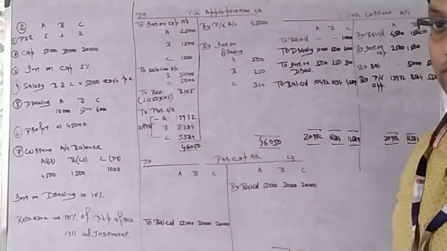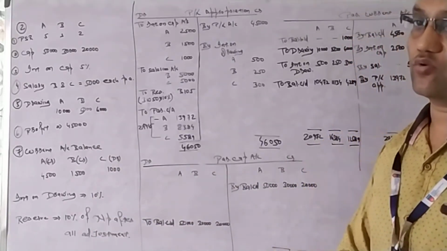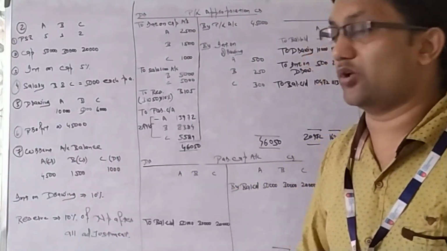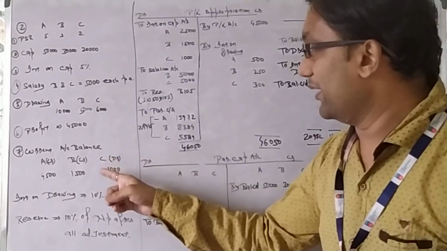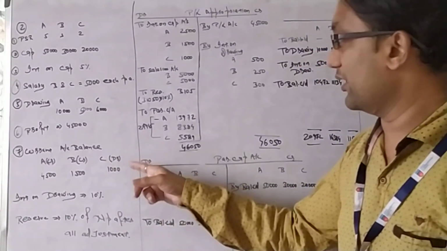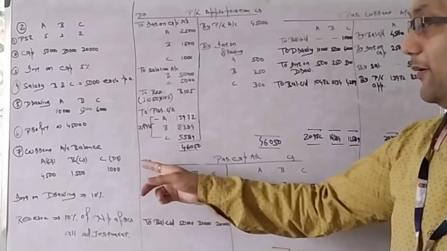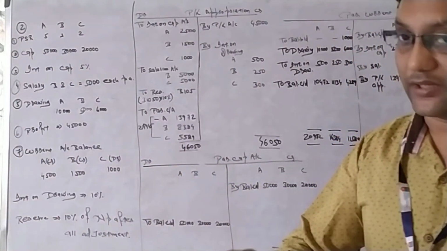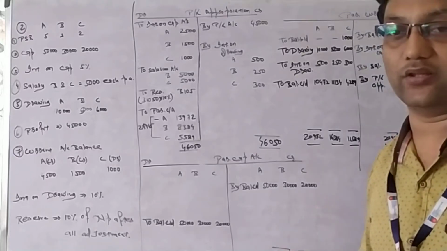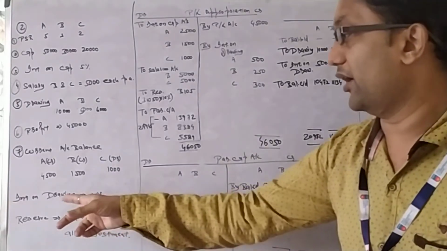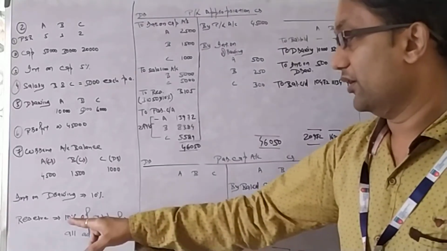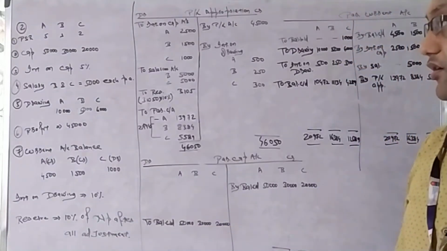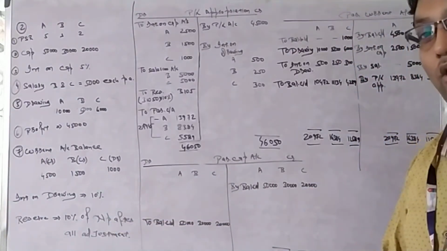Current account balance. Look, we are preparing fixed capital method. So if they give you current account balance, we will put it separately. A's credit balance is 4,500. Listen to it properly. B's credit balance is 1,500 and C's debit balance is 1,000, sorry. So A and B have a credit balance and C has a debit balance, that means negative balance. Capital credit balance means positive and debit balance means negative. Interest on drawing is 10%. Reserve 10% of net profit after all adjustment.